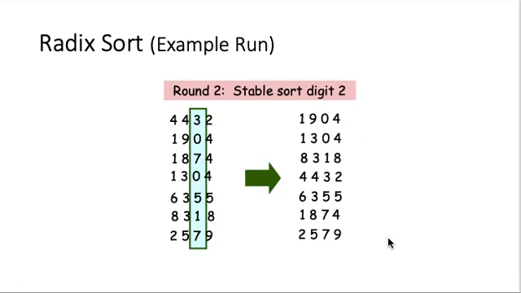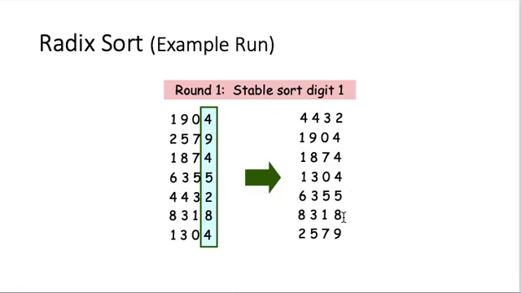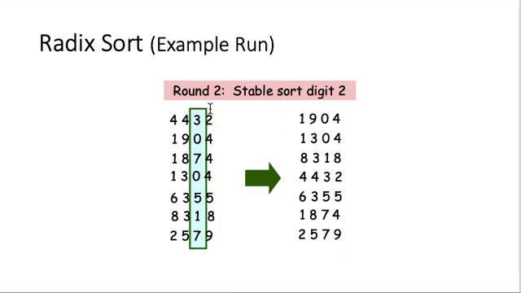And next, in round 2, we continue with what we have obtained after sorting the last digit. We begin with this, but this time we focus on the second digits here. So here we see that there are 0, 0. 0 is small, so we will put these two numbers here. But because of stable sorting, 1904 appears before 1304. And after that, it is 1, so we will put 8318 here.